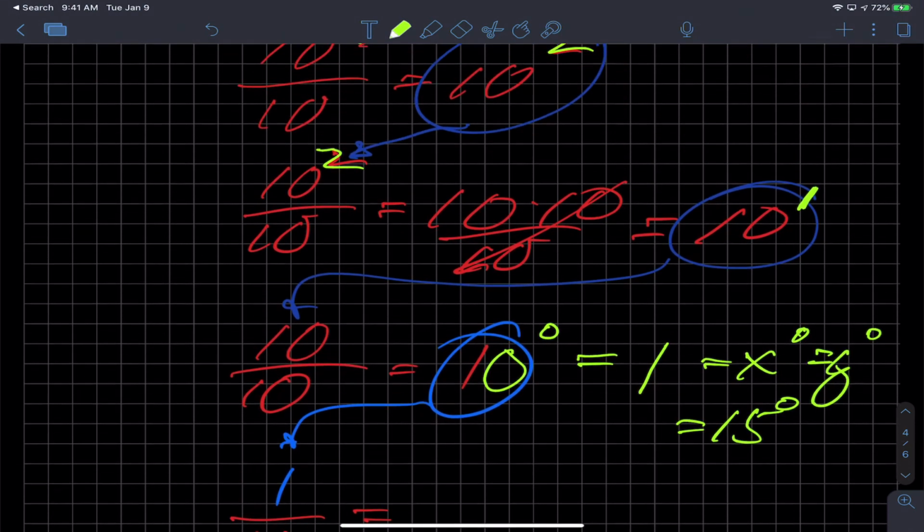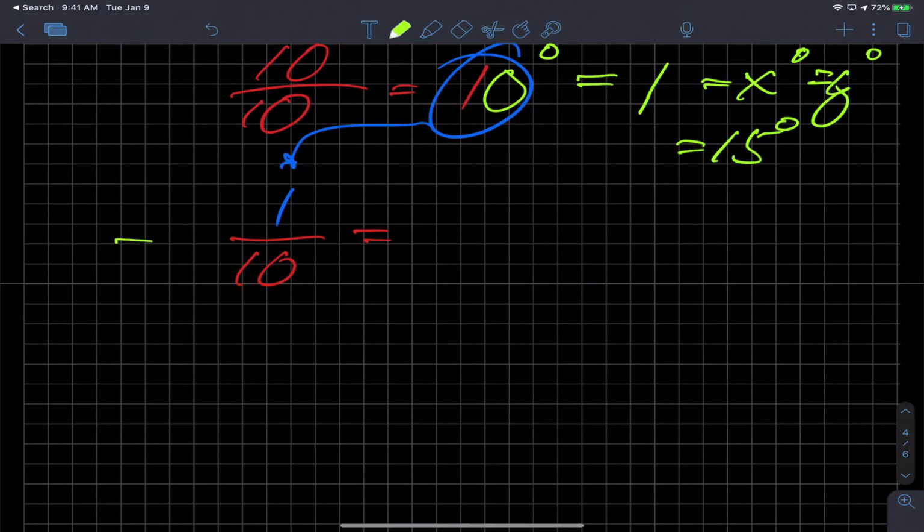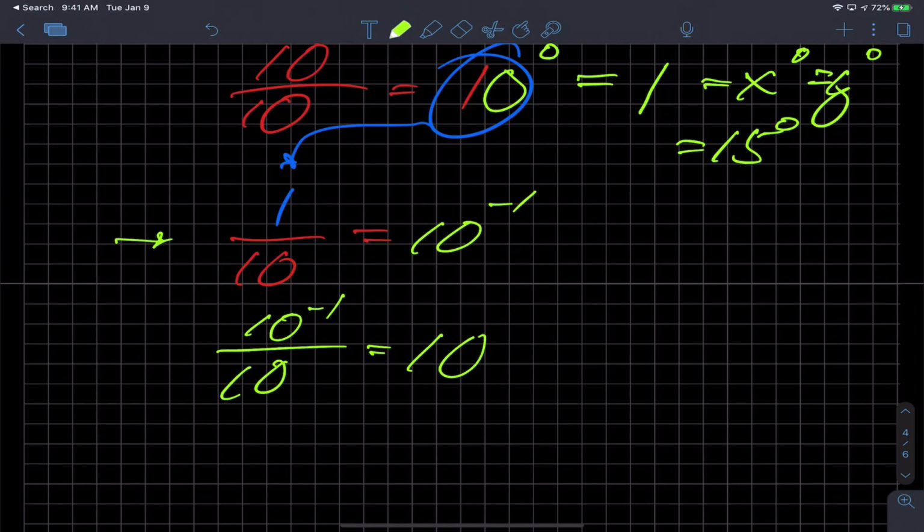So this exponent, notice how it's going from 2 to 1 to 0. So this, if I follow the pattern, is really 10 to the negative 1. And if I take 10 to the negative 1 and divide it by 10 again, I'm going to get 10 to the negative 2, and so on. So that's a little quick review for us.